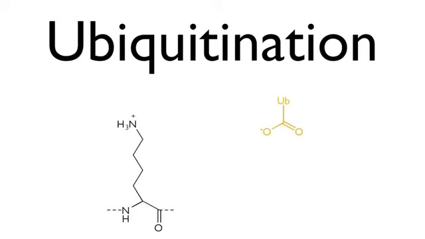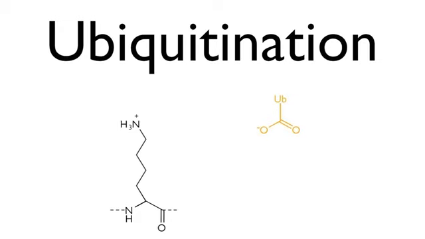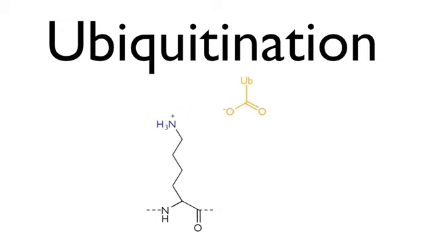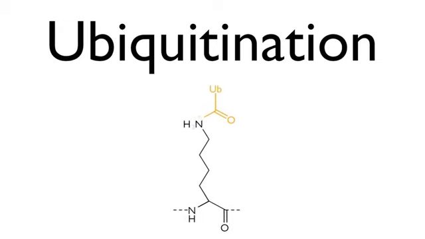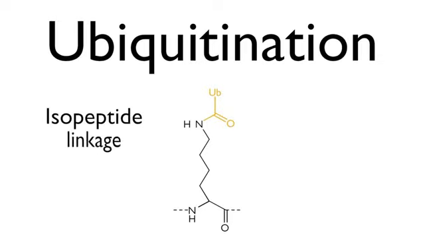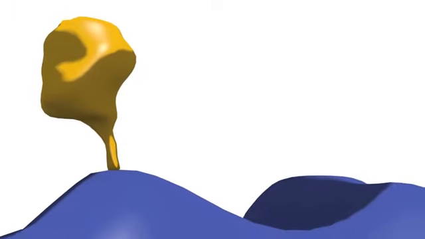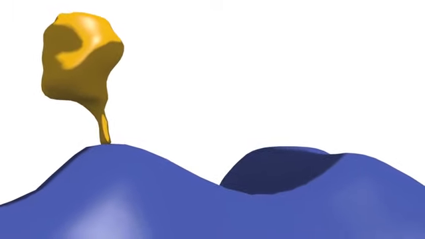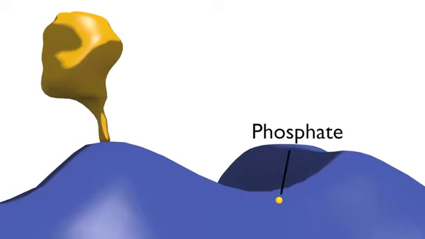In this process, the C-terminus of ubiquitin is covalently attached to the lysine epsilon amine by a peptide-like bond known as an isopeptide linkage. This modification adds about 8,500 daltons for each ubiquitin attached, which is more than 100 times the molecular weight of a single phosphate group.